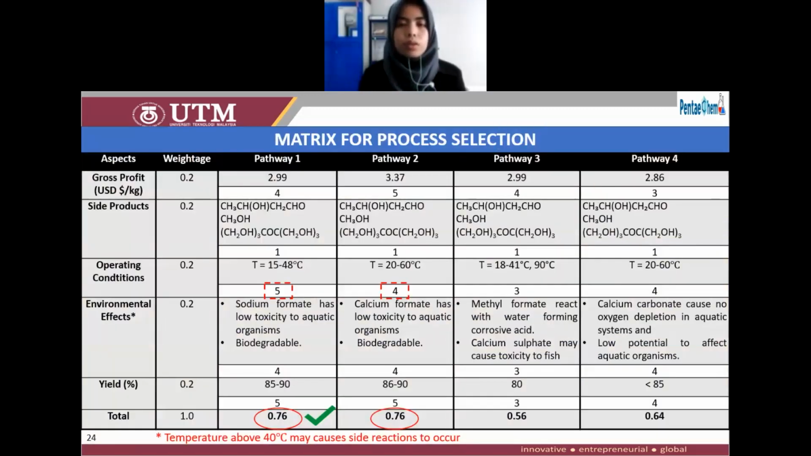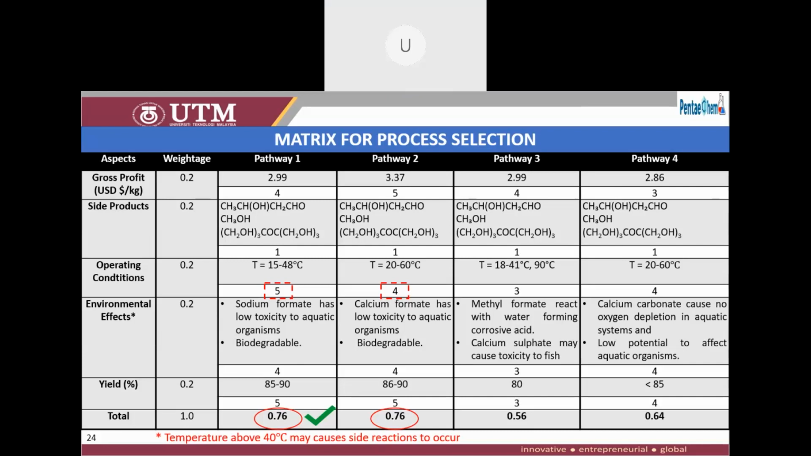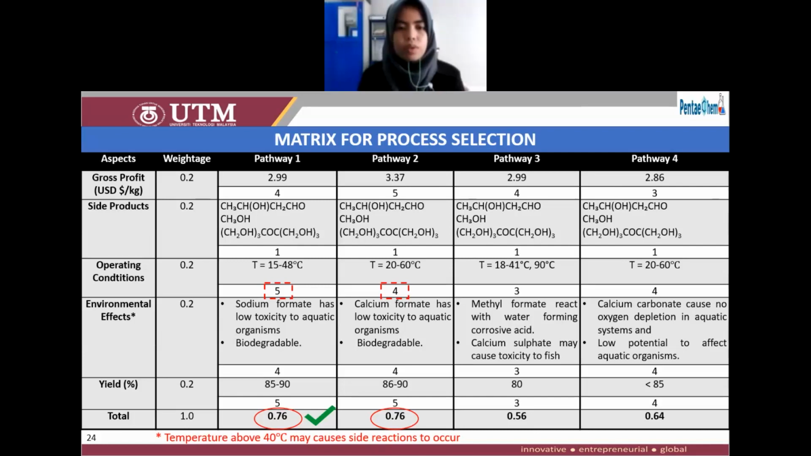So how we are going to select our process is by considering several criteria. For the gross profit, pathway 2 gives the best score. For the side product, all pathways give side reactions and side products. For operating condition, pathway 1 gives the best score. For environmental effect, pathways 1, 2, and 4 give the best score. And for the yield, pathway 1 gives the best score. So in total, the best score belongs to pathway 1 and pathway 2 with 0.76.